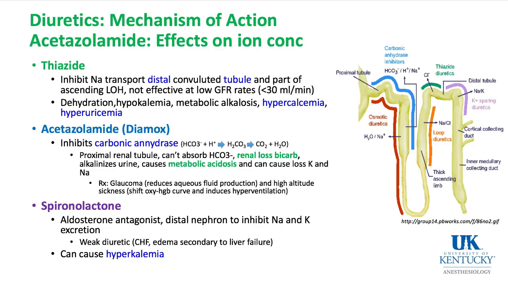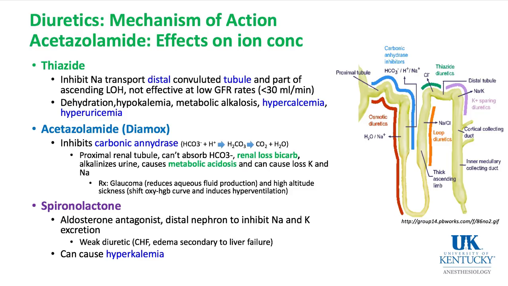Bicarbonate loss in this metabolic acidosis is something that we can see in patients who are taking Diamox, for example, for glaucoma, or possibly someone who's taking it for preparing to go to high altitude as prophylaxis. So carbonic anhydrase inhibitor, Diamox, bicarbonate loss in the urine.